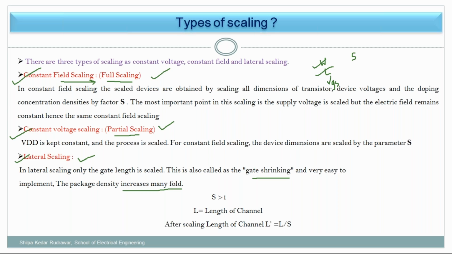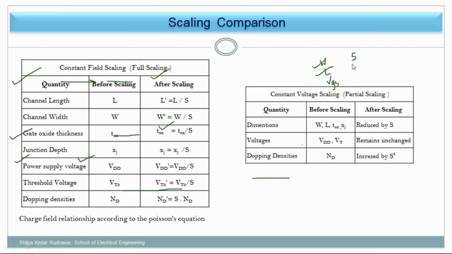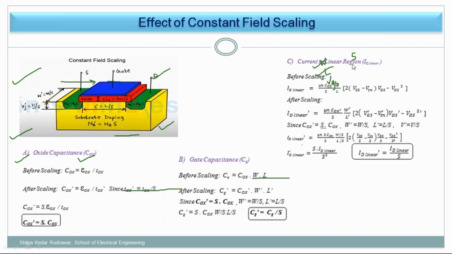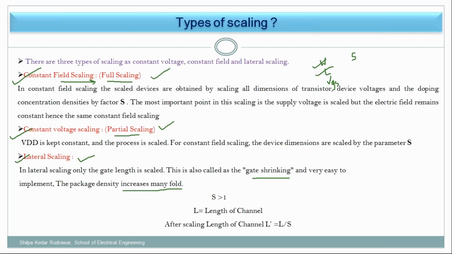So in full scaling, or field scaling, all the parameters, that is voltage as well as oxide thickness as well as W by L ratio, everything will be scaled down by the parameter S, which is the technology scaling parameter. But in constant voltage scaling, only the W by L ratio and oxide thickness will be changed, but the voltage will remain the same. And that's why it is called constant voltage. We are not changing the voltage in this, but here all the parameters we are changing. Hope the things are clear.